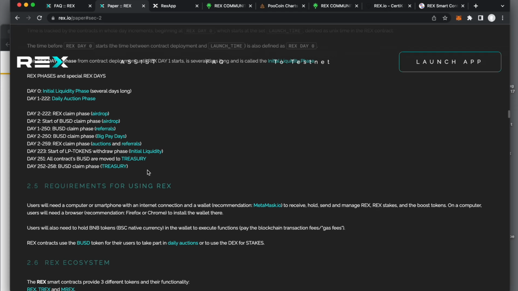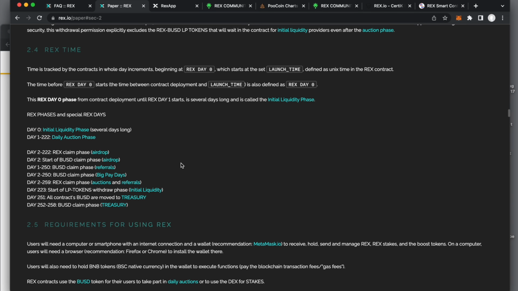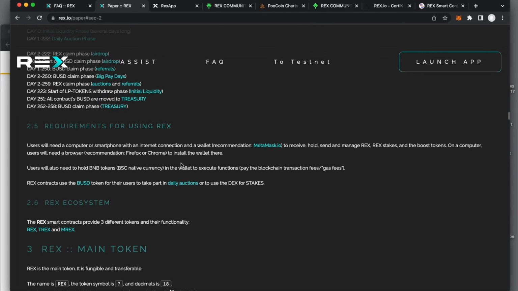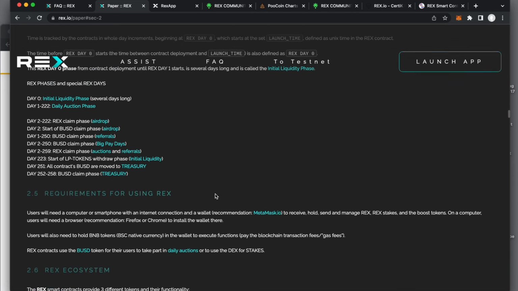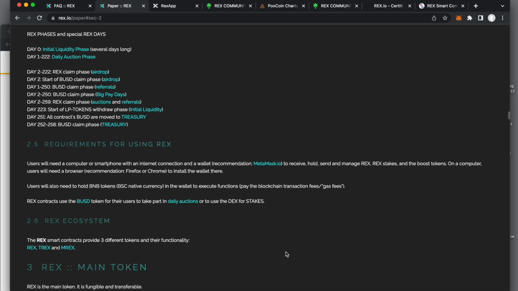So all the unused and unclaimed BUSD from this whole period will be collected up and put into the treasury and then paid out to everyone that didn't yet win a big payday. So that's the overall timeline, and after this last little bit, we'll go into some details of what each of these things means, and we'll start showing what it looks like to participate in the different elements of this timeline in the Rex app.